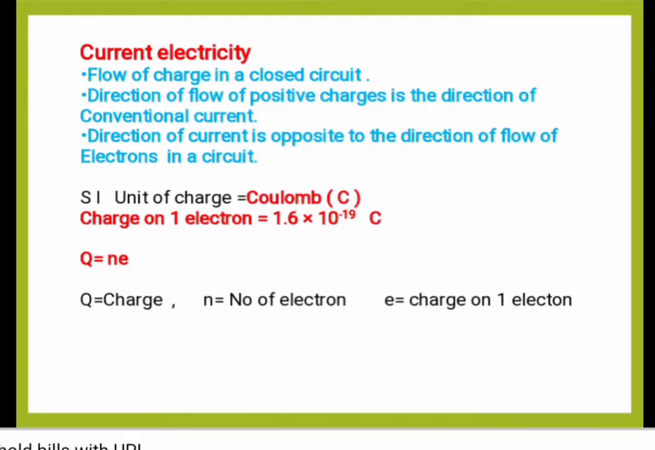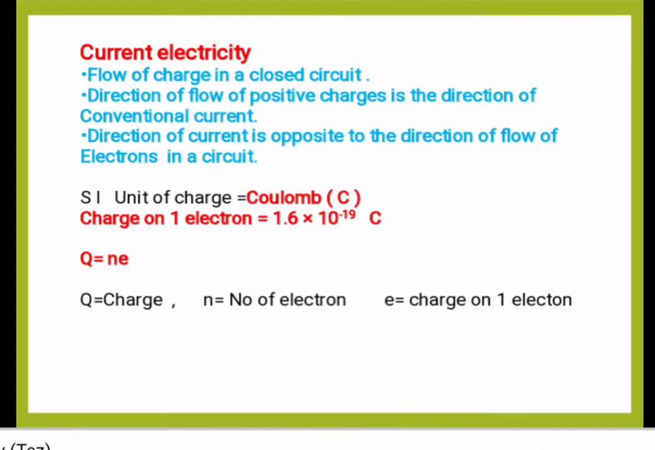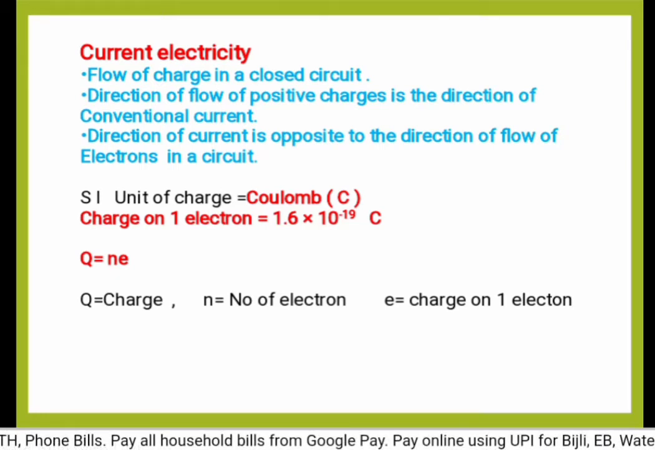The SI unit of charge is coulomb, denoted by capital C. Charge on one electron is 1.6 into 10 to the power minus 19 coulomb. The formula is Q equals Ne, where Q is charge, N is the number of electrons, and e is the charge on one electron, which is 1.6 into 10 to the power minus 19 coulomb.